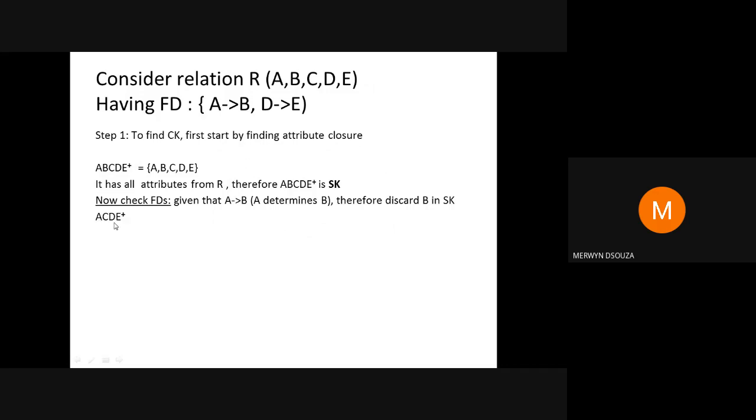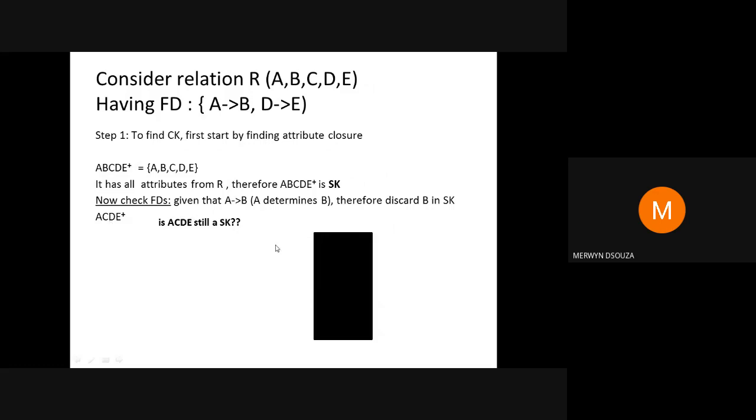You may wonder how this is a super key, A, C, D, and E. We had said that a super key should contain all the attributes of R, and here one attribute of R, that is B, is missing. So is ACDE still a super key? Let's check. To check whether ACDE is a super key, find out the closure.